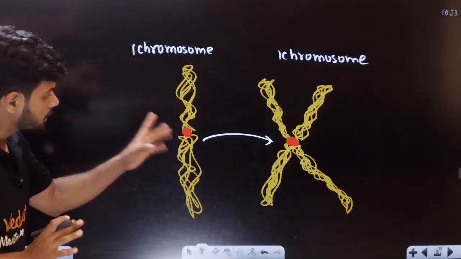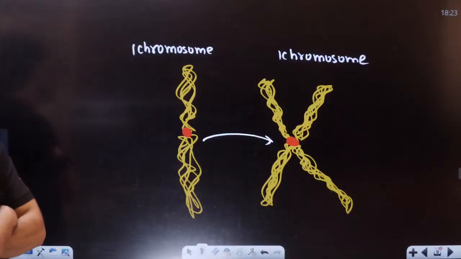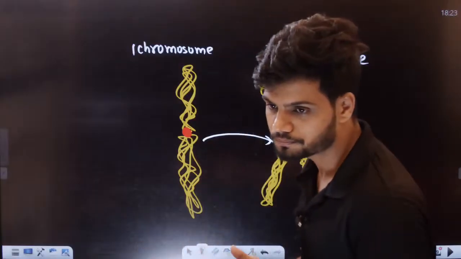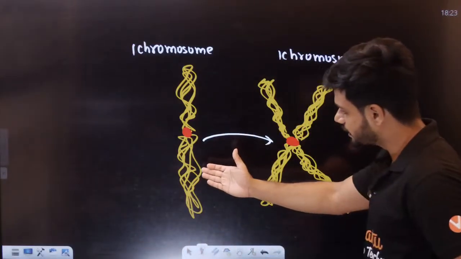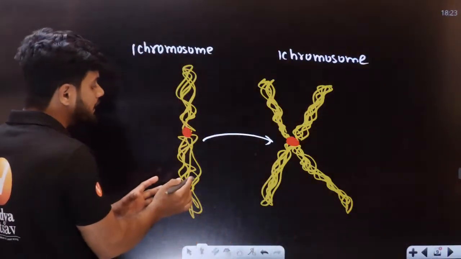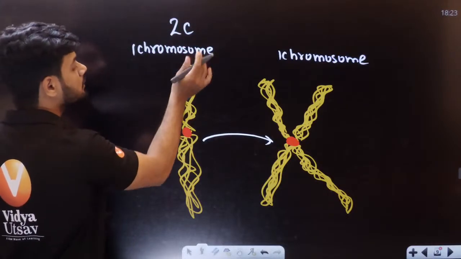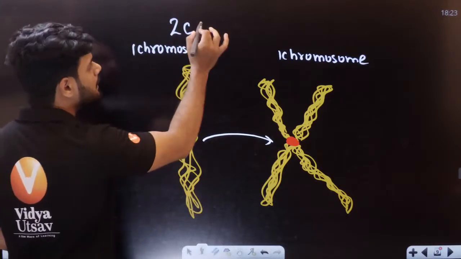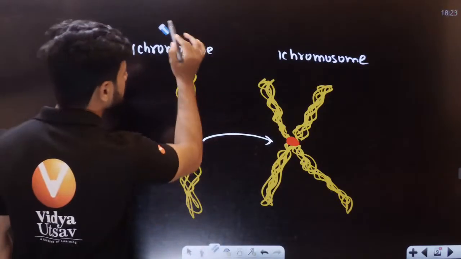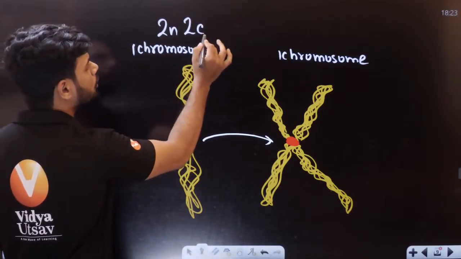Students, where do you find more thread? Simple as that. Here we have less thread, here we have more thread. So if I say the DNA content right now is 2C, and the number of chromosomes is 2N right now because it's diploid in nature, and 2C is the DNA content.